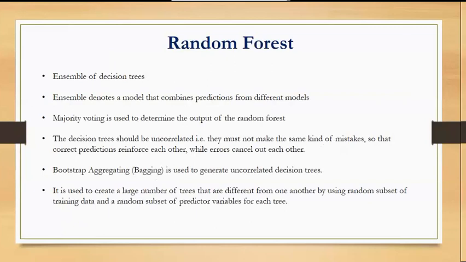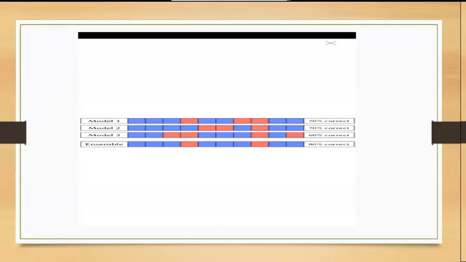The decision trees should be uncorrelated. That is, they must not make the same kind of mistakes, so that correct predictions reinforce each other and errors cancel out each other. So this is how this reinforcement and cancellation happen. Look at this. There are three decision trees, each with an accuracy of 70, 70 and 60%. So these three combine to produce a random forest of 80% accuracy. This is because all three models do not make an incorrect prediction for the same observation. That is, they don't make the same kind of mistakes.